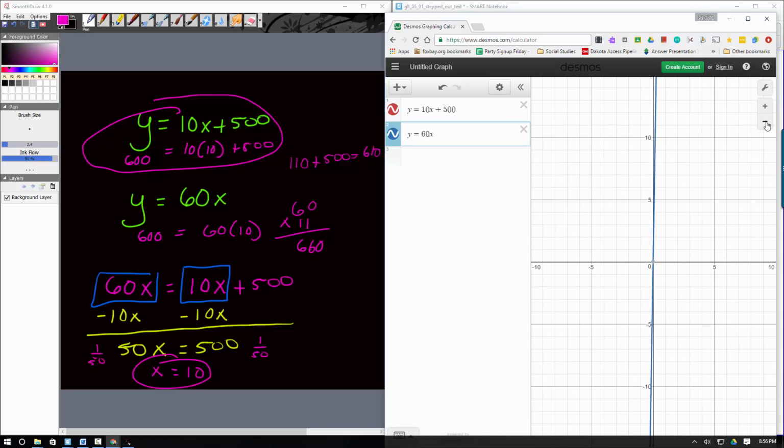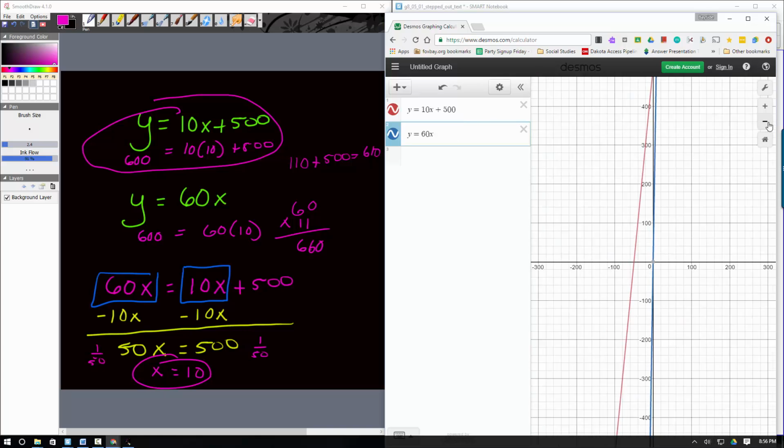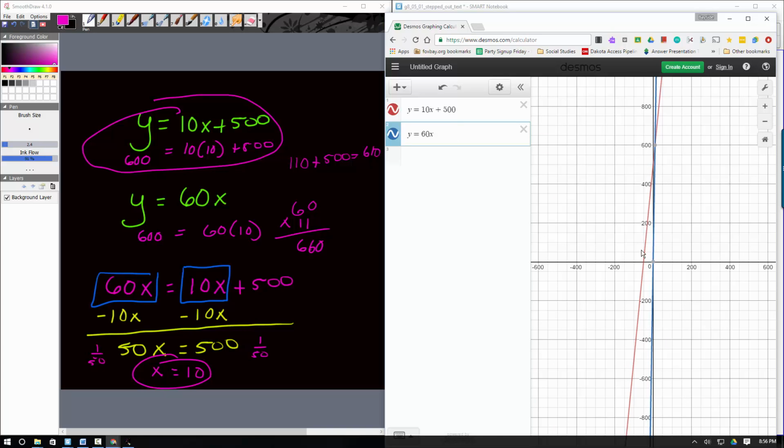Maybe I'll zoom out. And we're going to see these two lines. So I have this line here and the blue line. And where they intersect is at 10. And at 10, 600, that's where the points cross. And that's what we're solving for. Whenever I set this up, I'm actually solving to find out when the two intersect. And it intersects, I said, at 10. So that is my actual answer.